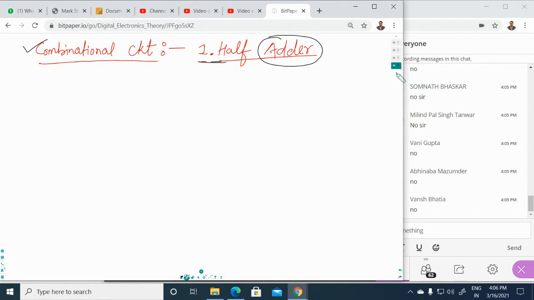Add the values. Okay, because the name is adder right here. So how will it perform? It will perform the addition. If we have two numbers, let's suppose A and B, and you provide these two values to this adder, it will give you the result as sum, and it will give you the result as carry.